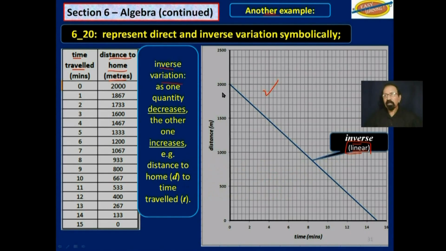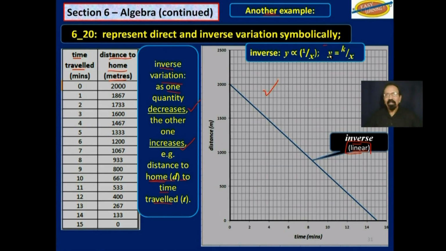Inverse variation, as one quantity increases, the other one decreases. Distance to home, not distance from home, and the time traveled. The more you travel, the less distance you have to reach your home. Now, if we were dealing with distance away from home, that would be a direct relationship because the more time you travel, the more distance you cover. But here we are talking about time traveled and distance to reach your home. So as you travel more, the distance decreases.